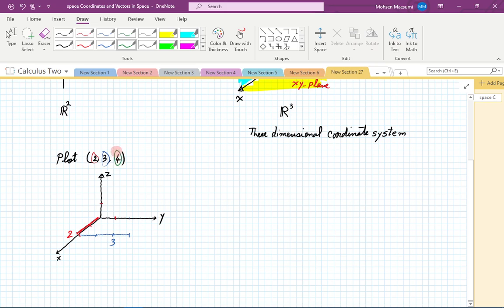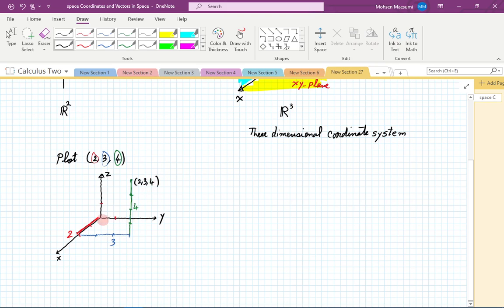Now let's go after z coordinate. Z coordinate, we go parallel to the z-axis. So perhaps this is 1, and then 2, and then 3, and say 4. So this is going to be 4, and the point I've arrived at is 2, 3, 4.